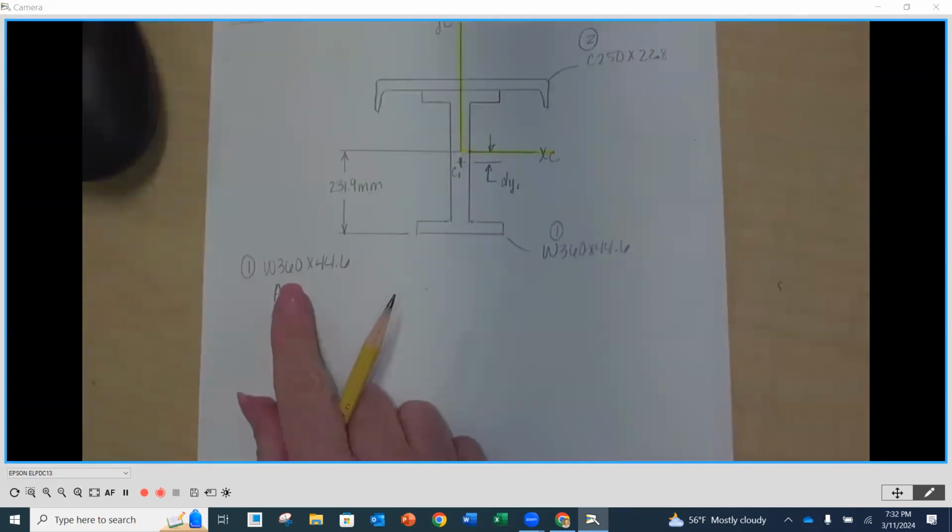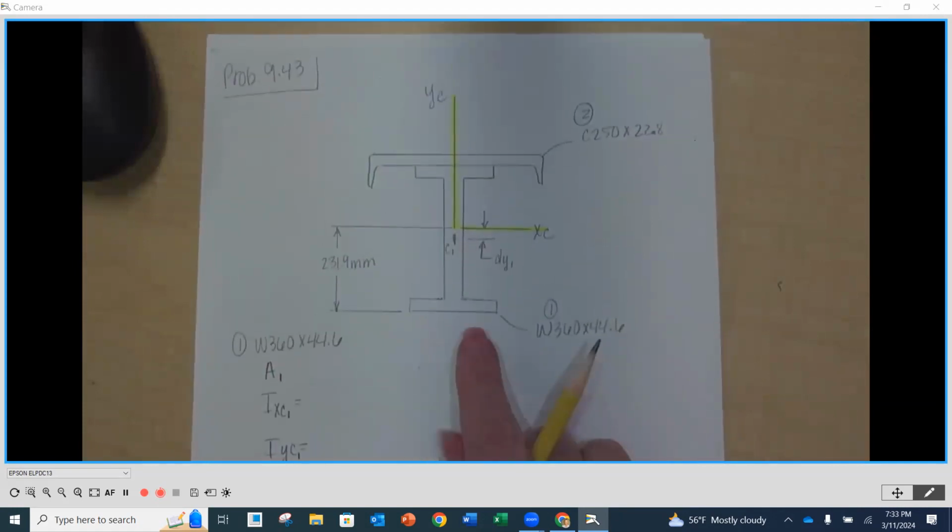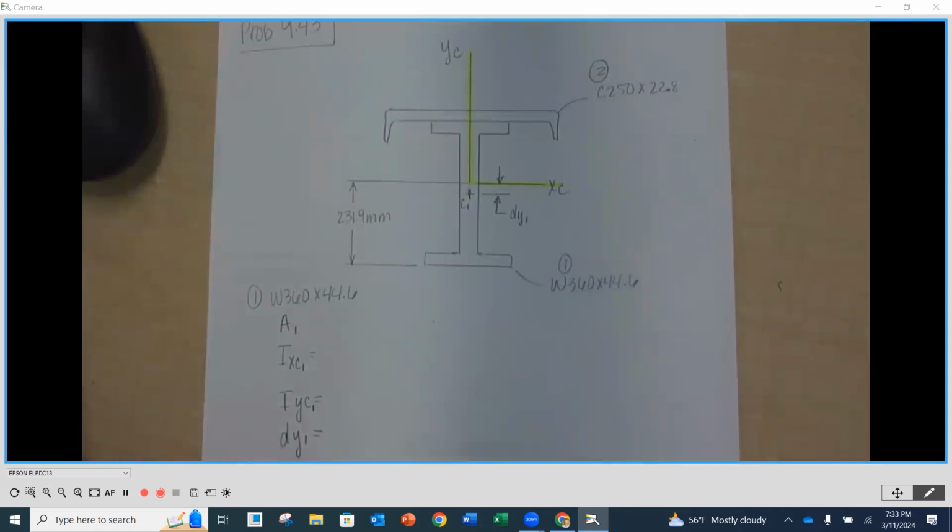So we are going to find our way in the appendix, and that's part of the second handout that I gave you guys. And we're going to find the W360 by 44.6 I-beam. So you want to look for this shape and then for that designation. So it's a W360. There it is.